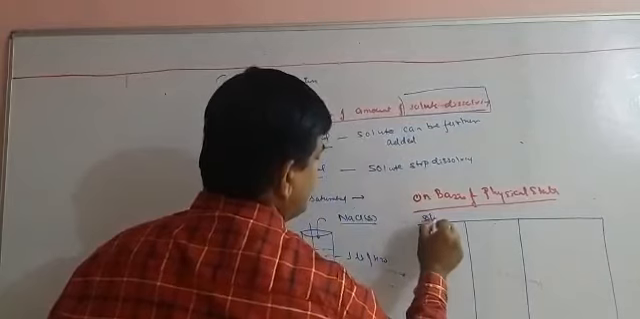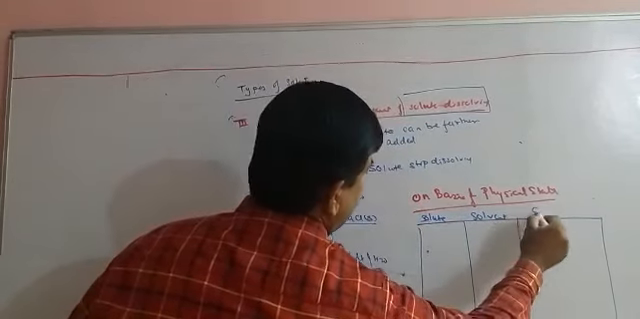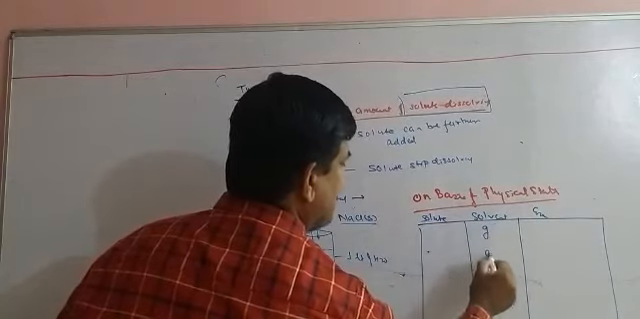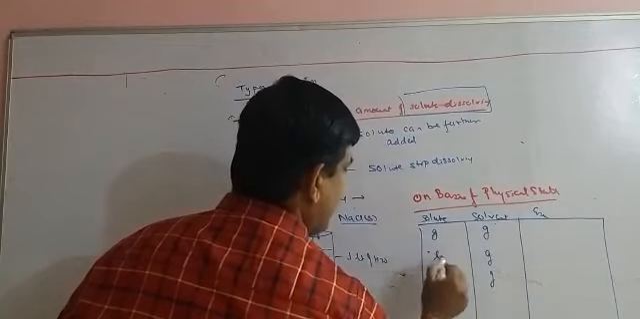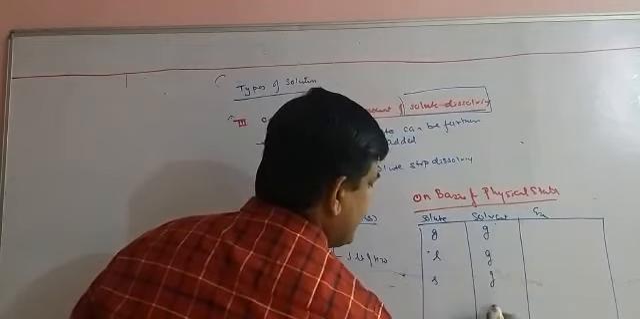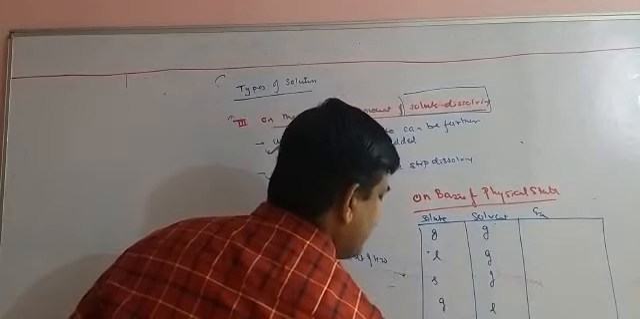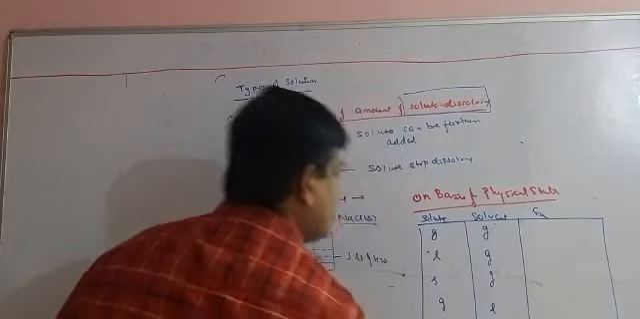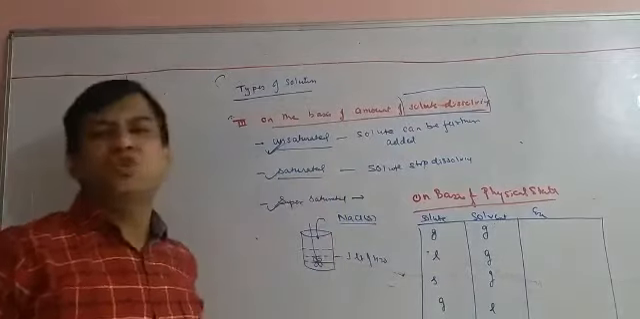I am going to write the solute here, solvent here, and example. We can say gas, gas, gas, gas, liquid, solid, liquid, liquid, liquid, gas, liquid, solid, and solid, solid, solid, and again gas, liquid, and solid. Means what? In the first 3 cases, gas will be working as the solvent.